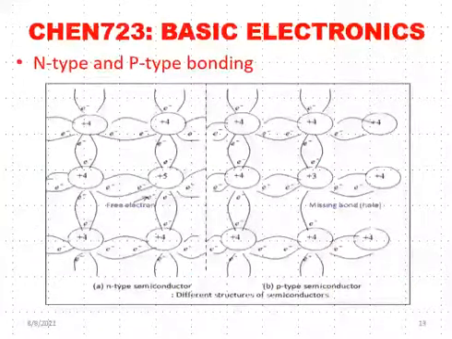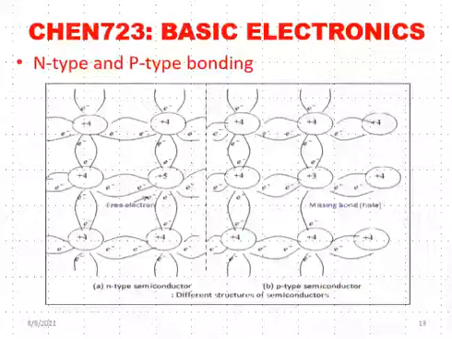Now, this is a representation of what I have just said. If you look at the left hand side here, you can see plus 5, which is the group 5 element introduced, surrounded by group 4 elements. And as I've said, 4 out of this 5 will be shared with each 4 of this neighboring, and at the end of the day we have 1 extra which is not connected, and this is our free electron, and that is why we call this one N-type semiconductor, negative type.